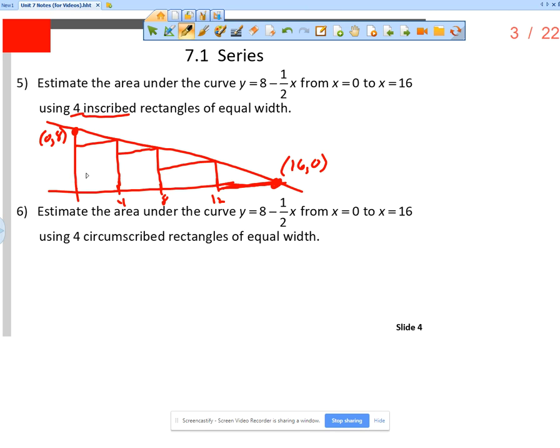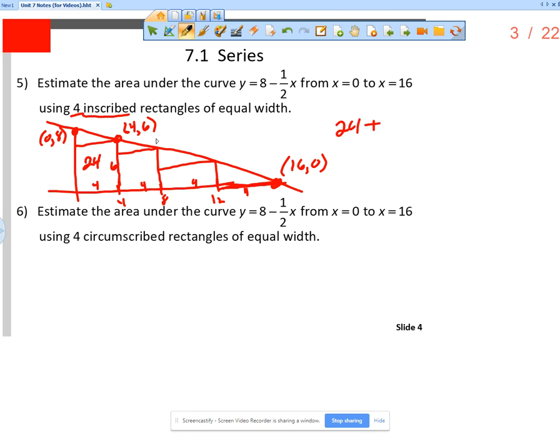The area of the rectangle, well, I'm going to take the width, which is 4 for each of them, and I'm going to multiply by the height. So how do I find the height? Well, I'm going to take that x value, 4, and plug it into my equation. 8 minus half of 4, 8 minus 2 is 6. So this thing is 6 units tall, 4 units wide, so it has an area of 24. So we're going to take 24, and we're going to add it to the next one.